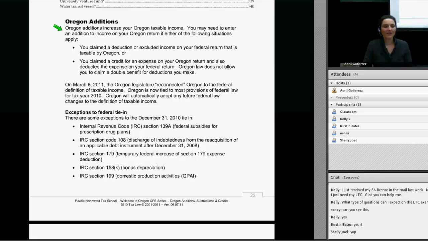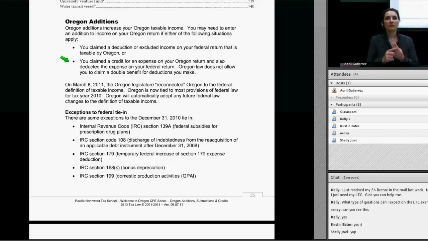Oregon additions first. Oregon additions increase your Oregon taxable income. You may need to enter an addition to your income on your Oregon return if either of the following situations apply. You claimed a deduction or excluded income on your federal return that is taxable by Oregon, or you claimed a credit for an expense on your Oregon return and then also deducted that same expense on your federal return. Oregon law does not allow you to claim a double benefit for deductions that you make.